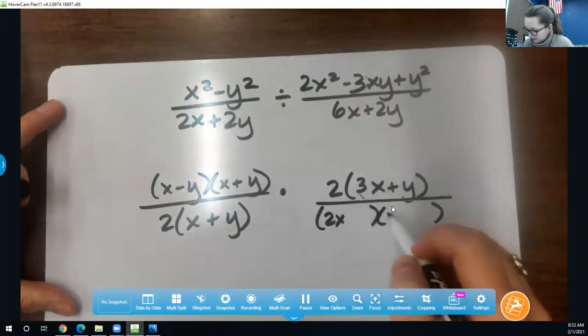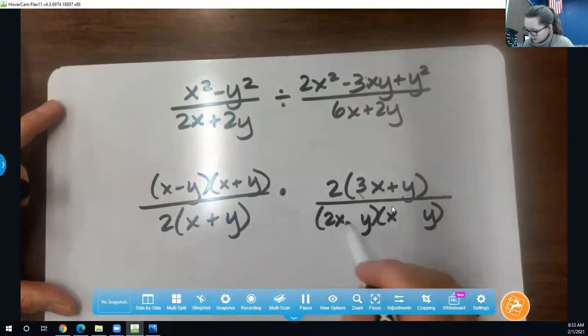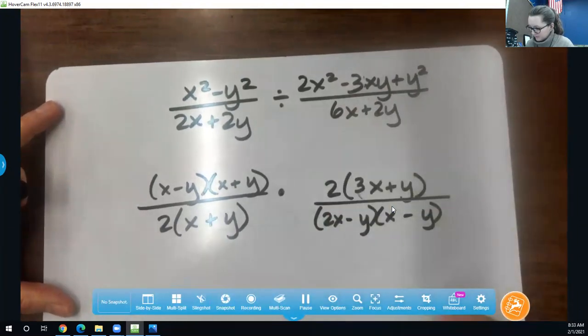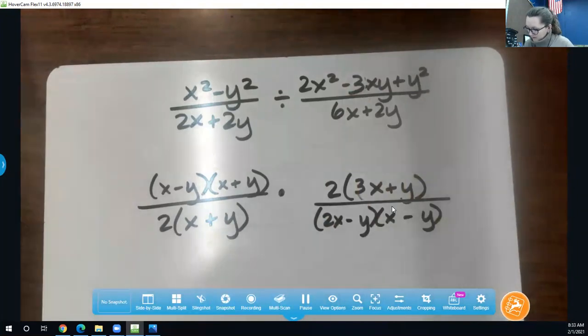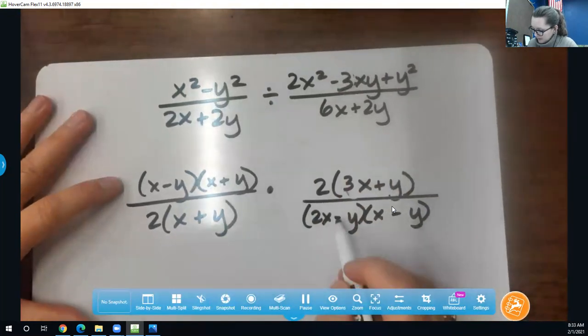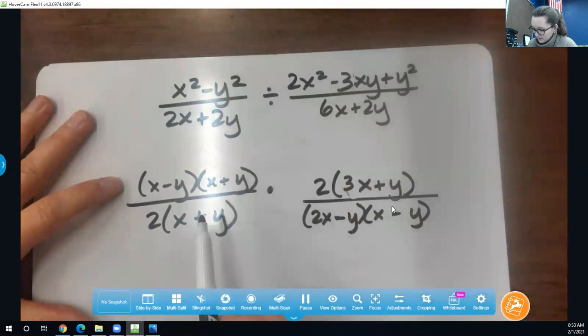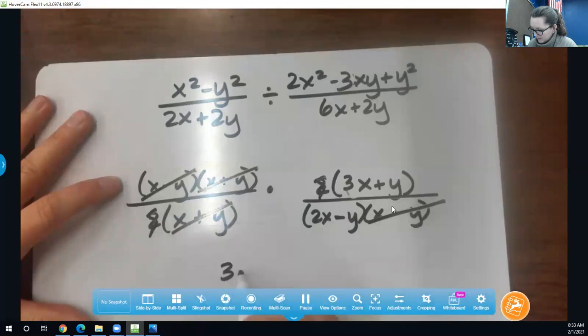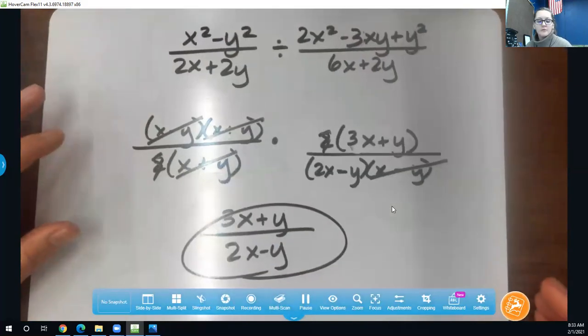All right, so 2x and x. We have a y and a y. And I know that's going to be negative and a negative. So I have a -2y, -1. That gets me my -3x. All right, we're back on track. Okay, so let's see. What can we cross cancel? So x plus y, x plus y, x minus y, x minus y. Ooh, the 2's can cancel. That's nice. So what do we have left? We have a 3x plus y in the numerator and a 2x minus y in the denominator. Not too shabby there, not too shabby.